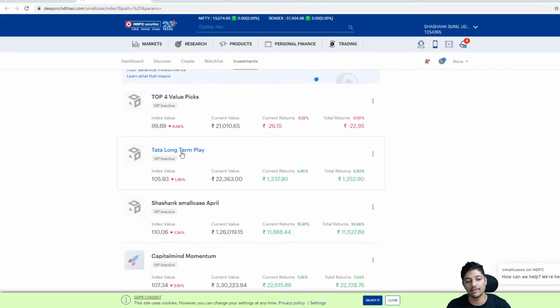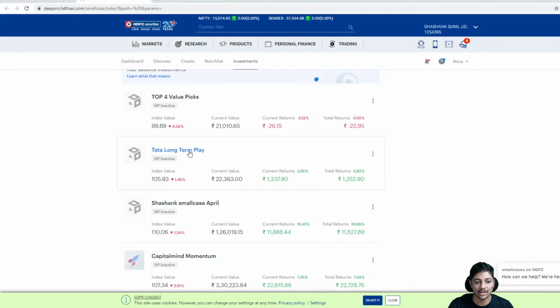Okay, so this is the first small case I want to show you guys, which is mostly known as Tata long-term play. Sorry, this is my first account, which is basically known as Tata long-term play. Now, this account of mine is not the Zerodha account that I keep showing you all the time. This is another account that I use only for small case, and I keep investing in small case only on this account. Today, some of the stocks have actually gone down, but let's review them one by one.